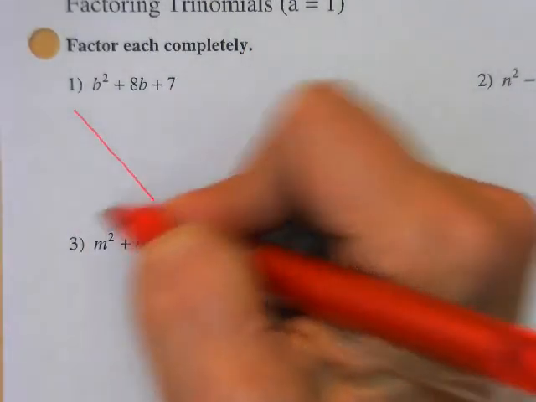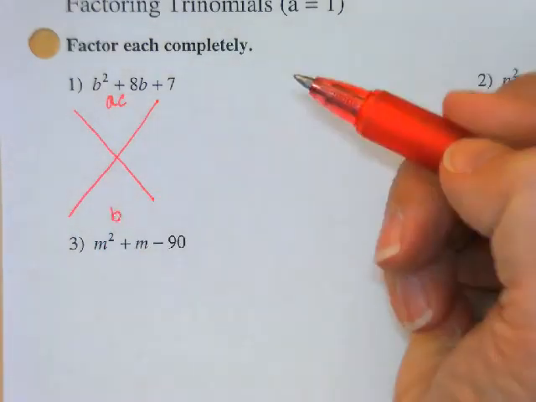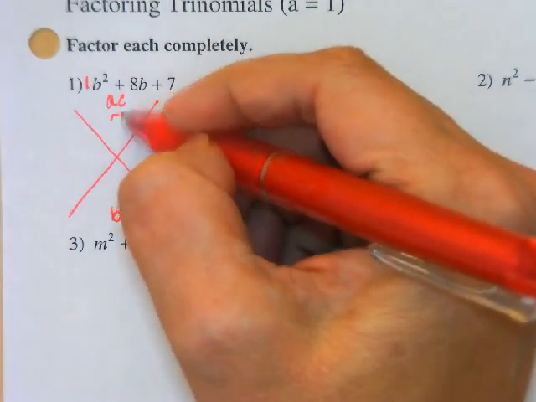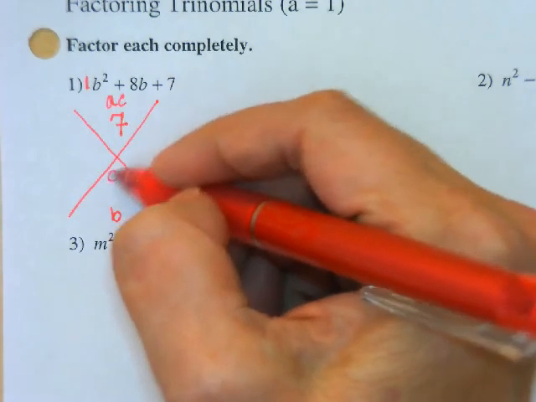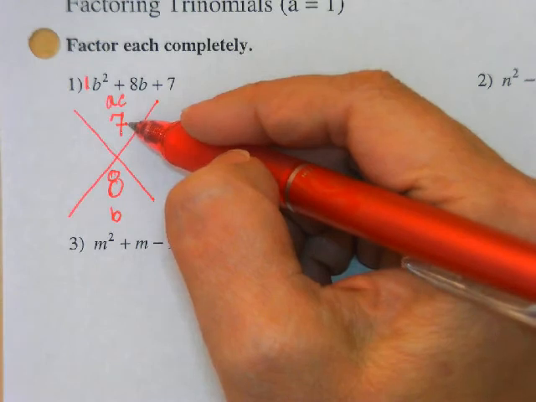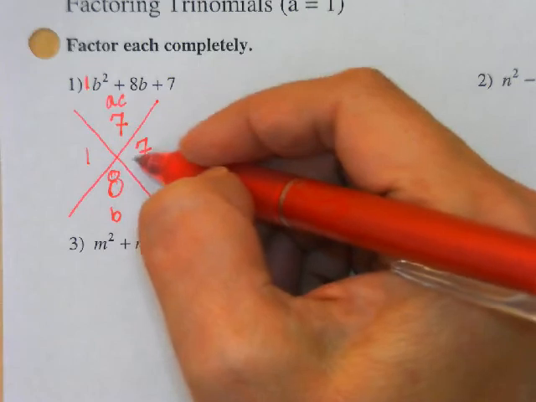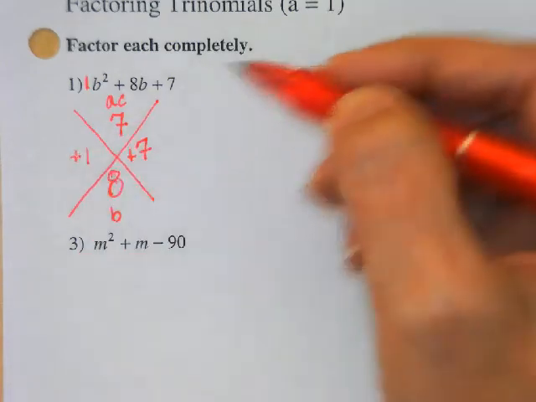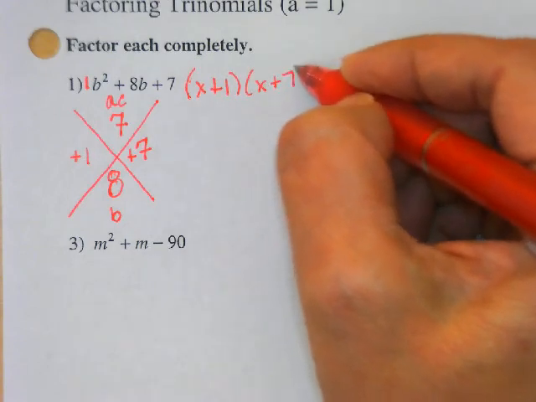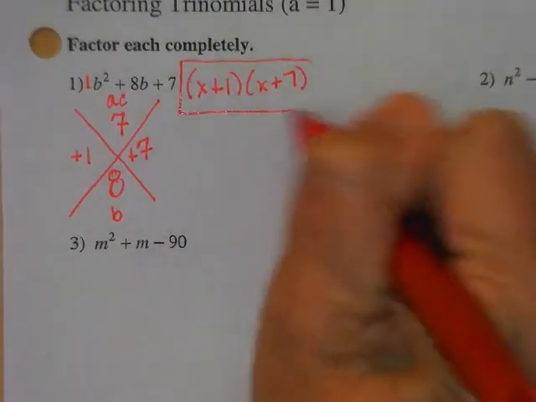So here's my cross puzzle, right? A times C and B. My A is 1. 1 times 7 is 7. My B is 8. Well, the only thing that multiplies to give me 7 is 1 and 7. Now, B is a positive, so those have to be positive values. So I am going to write x plus 1 times x plus 7, and I'm finished. You know, because we are factoring, we are done at that point.